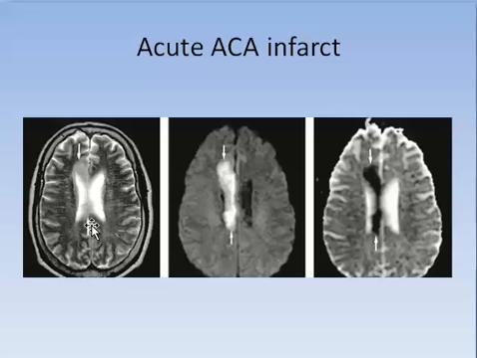T2 weighted images show hyperintensity, FLAIR shows it, diffusion shows restriction, and ADC map shows infarct, negative shadow of infarct. Here there is not much edema because this is the region of the corpus callosum, and the corpus callosum usually has not much edema. So the core is the core with no penumbra seen in ADC map.